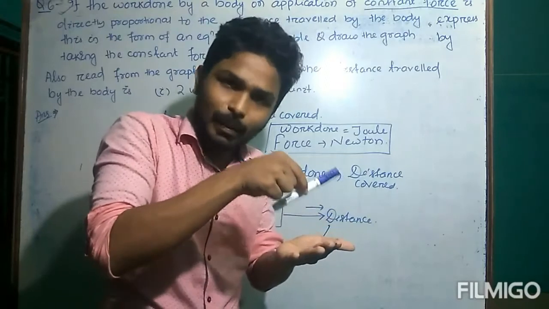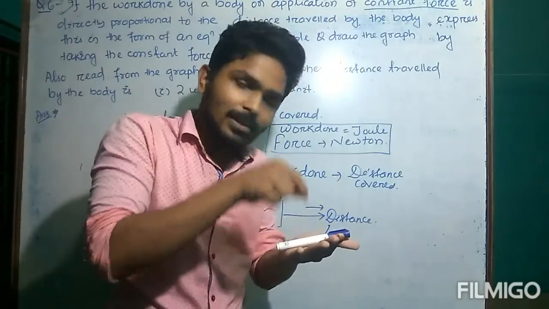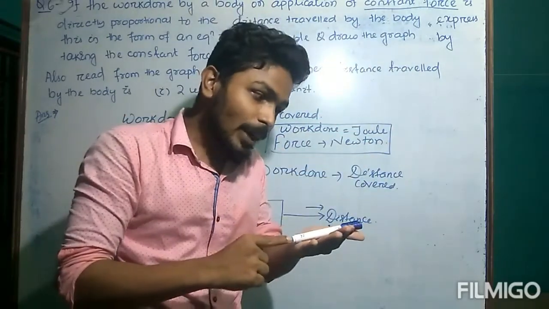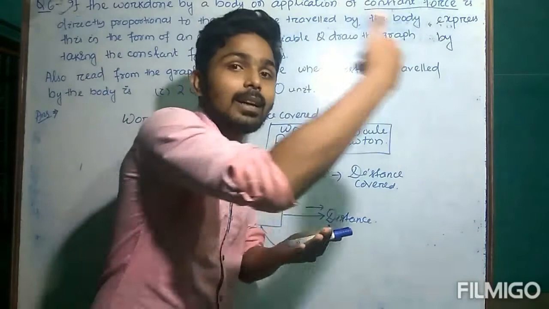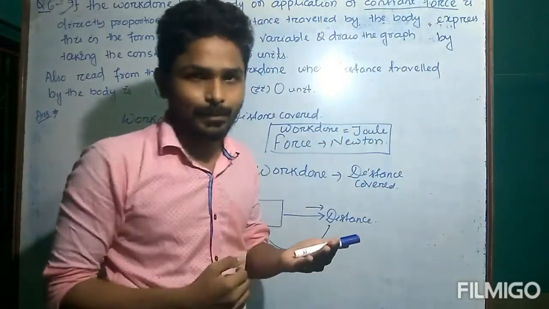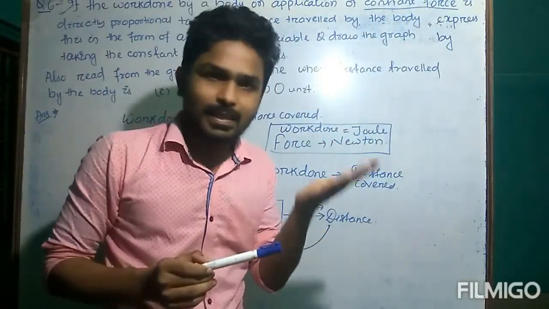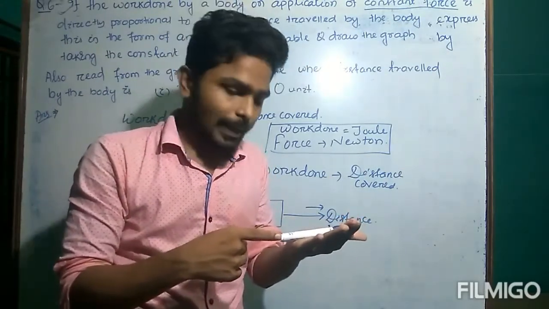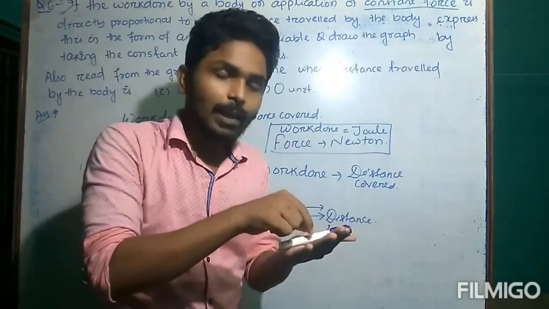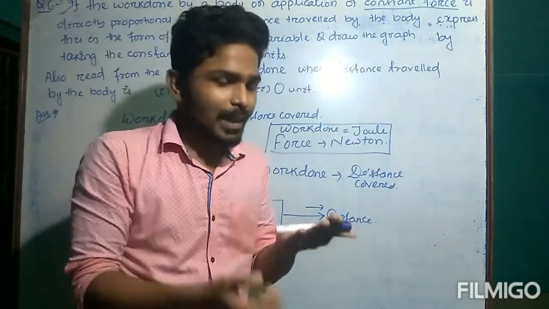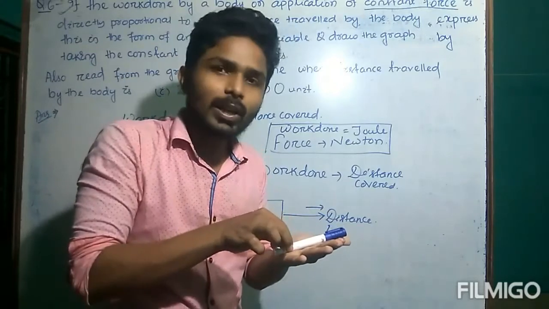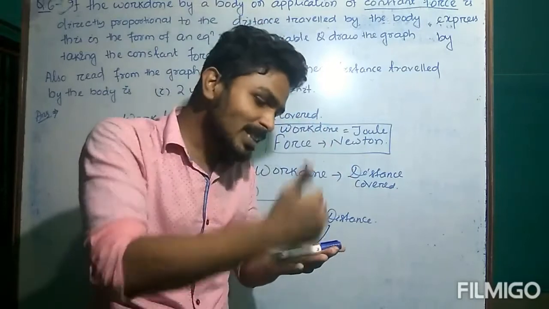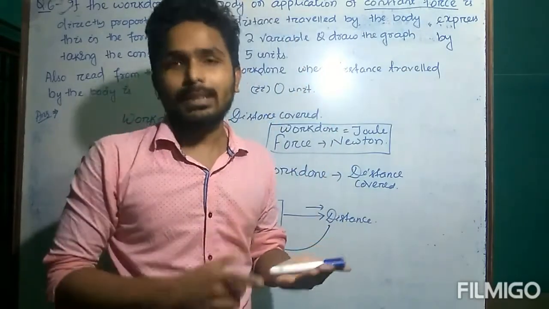Then some work is done by the body, that means the work done will increase. As the work done increases, the body will move and cover more distance. Suppose the surface is rough, and you apply the same 9 Newton force, then the work done by the body will be minimum. Why? Because due to friction, it will not cover much distance. The work done decreases, as well as the distance covered by the body.